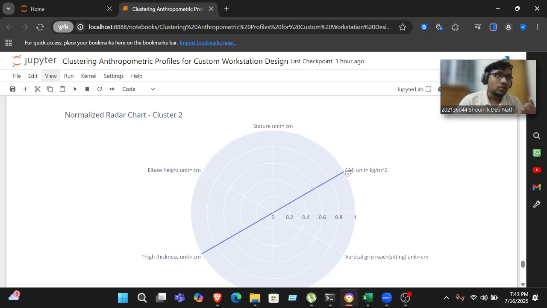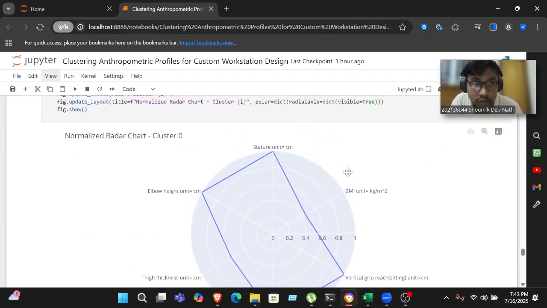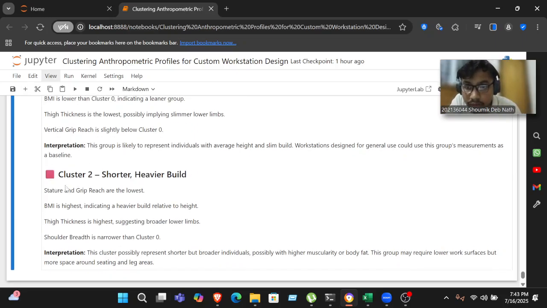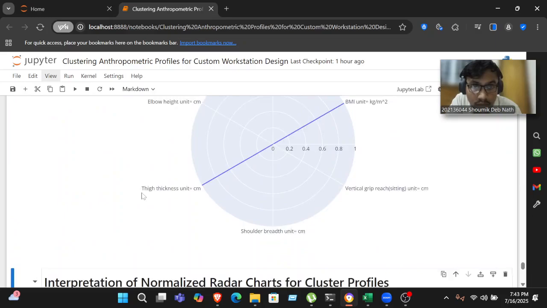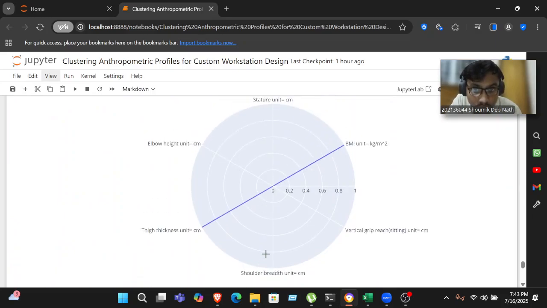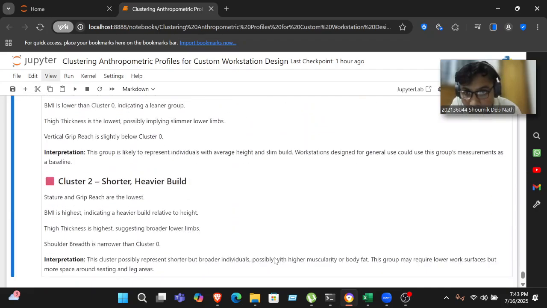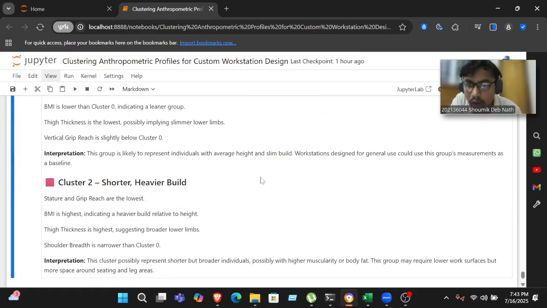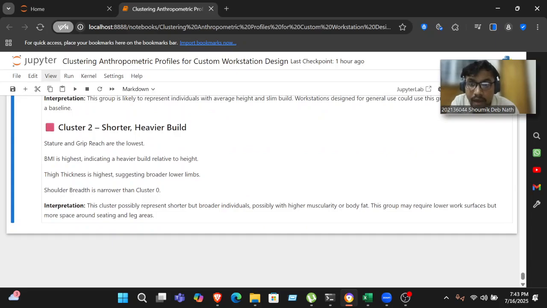It can be a healthy or broader, fatter person, perhaps, no offense. So let me see cluster 2 here. Here, the shorter and heavier build, as you can see. Shorter and heavier means that the stature and grip reach are the lowest. Stature and grip reach are the lowest, zero, no increment, and the BMI is highest, indicating the heavier build relative to height.